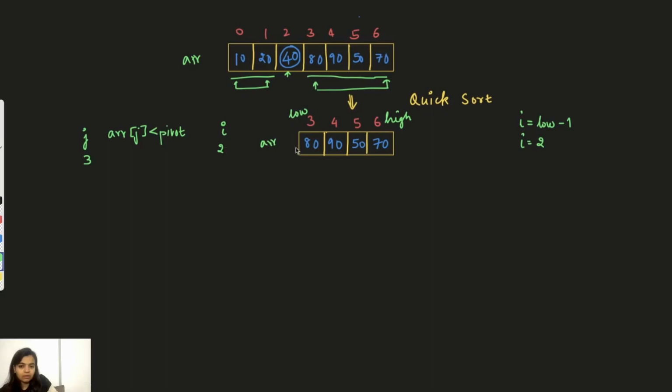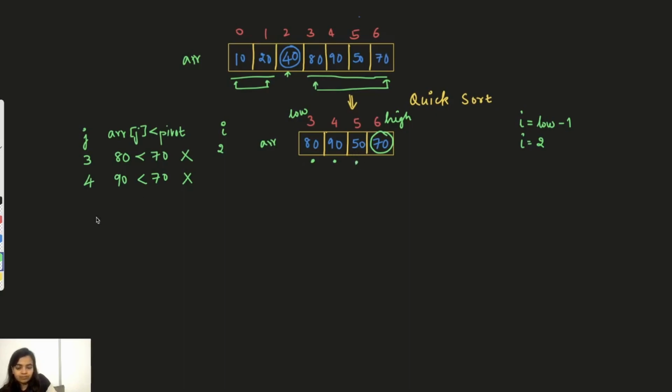Okay, so now is array of j, that is 80, array of 3, which is 80 less than our pivot. We will consider the last element as pivot. So is 80 less than 70? No. So we don't do anything. We go through the for loop. Then j will become 4. So there's 90 at 4th index. So 90 less than 70? No. So then I will still be 2 itself.